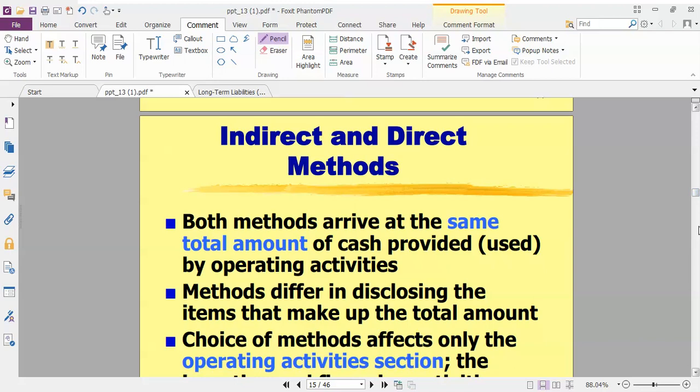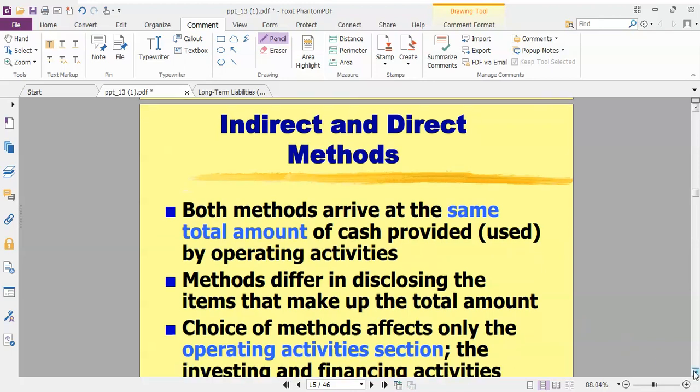But at the end, we should arrive at the same amount, whether we use the indirect or direct method. So that's why they said here both methods arrive at the same total amount of cash provided by operating activities. Nanti akhir sekali tu dia akan jadi sama saja. Okay, cash provided used by operating tu hasil yang last sekali, dia akan jadi sama saja amount dia walaupun kita guna direct ataupun indirect. Okay.